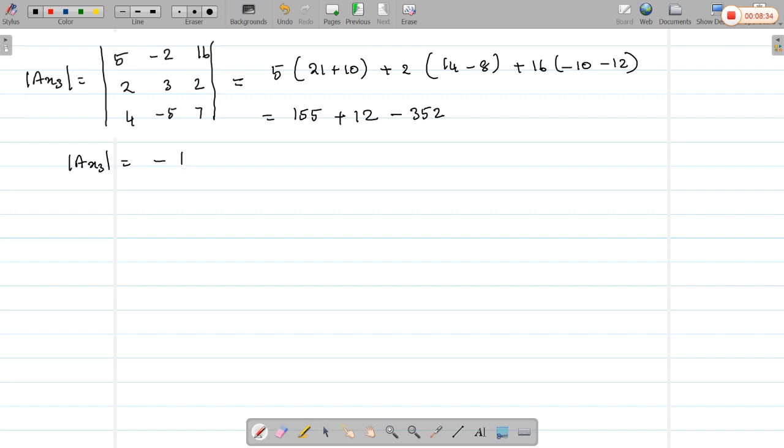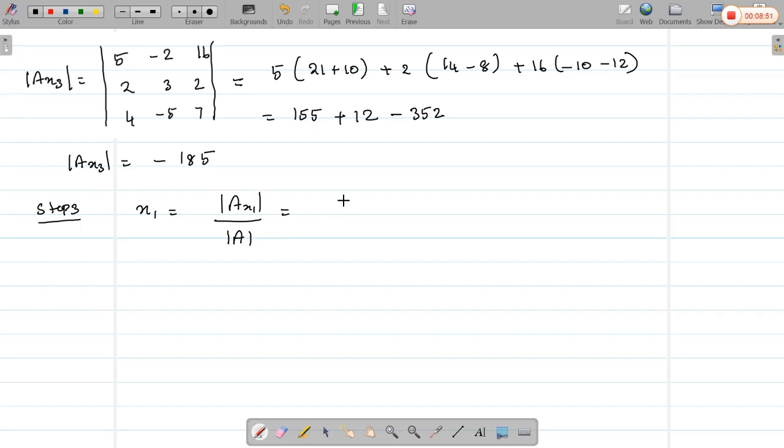So altogether, what is the determinant of Ax3? Minus 185. So now step 3. What is step 3? We write the solution. Is it okay? What is x1? The determinant of Ax1 divided by the determinant of A.